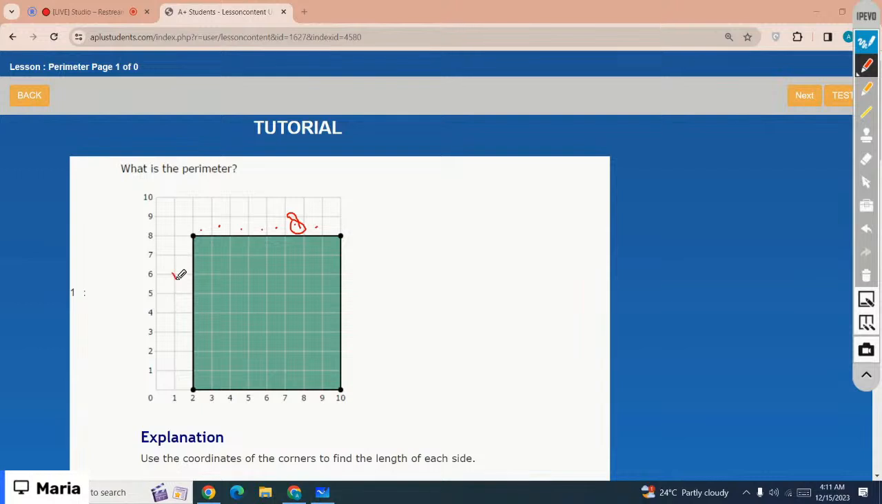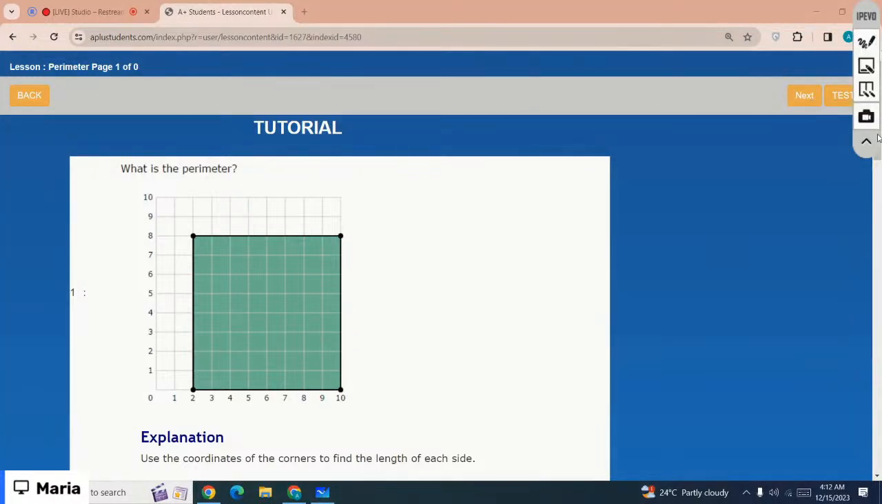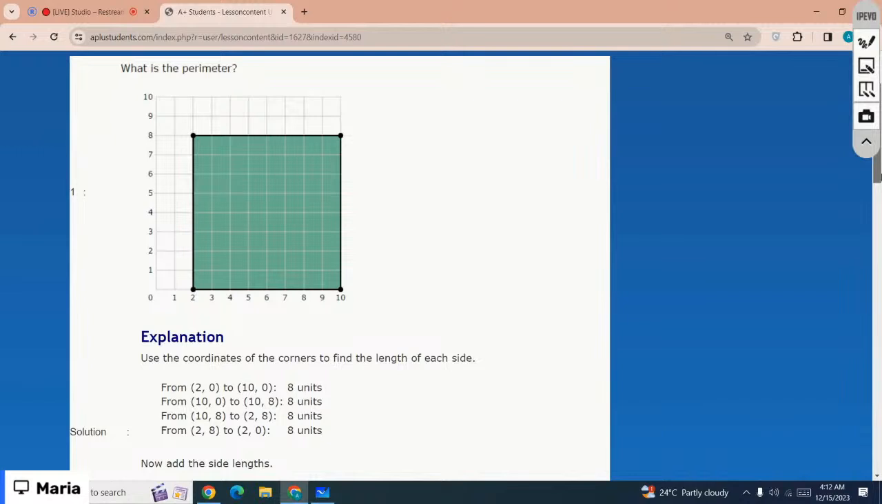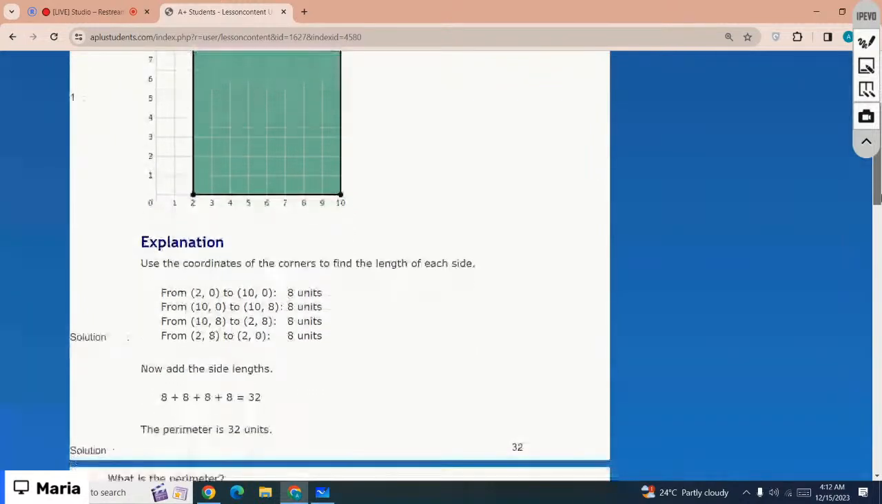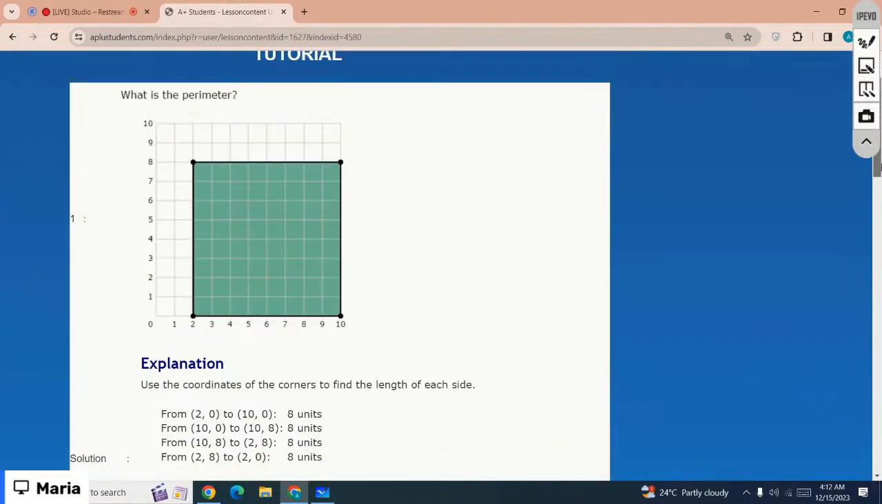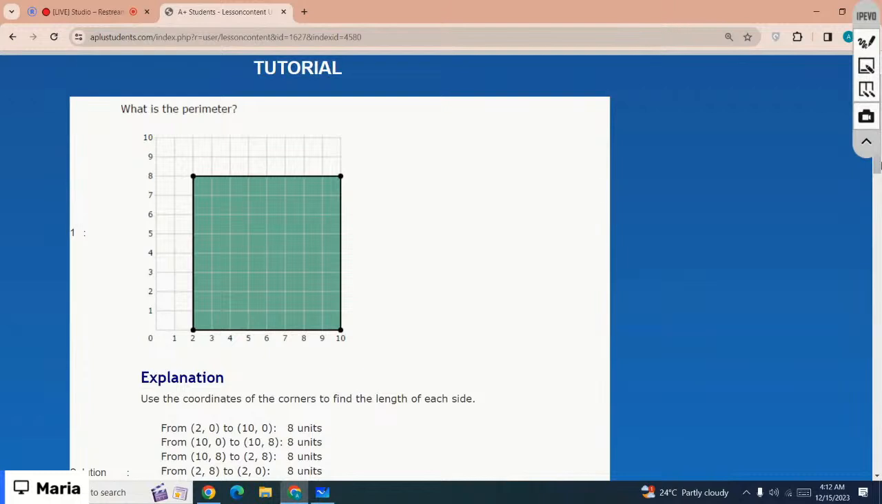Counting 1, 2, 3, 4, 5, 6, 7, 8 units. Then here you have 8 units and here you have 8 units. Basically that is a square, and all the side lengths measure 8. So you need to calculate the perimeter by adding them all. 8 plus 8 plus 8 plus 8 is 32. You need to find the side lengths, which is easy. You can see it starts from here until 8, so this must be 8. Then it starts from 2 till 10, so this must be 8 too. Whenever you need to calculate the perimeter, you need to add all the side lengths.